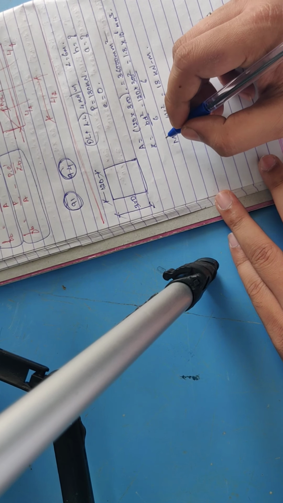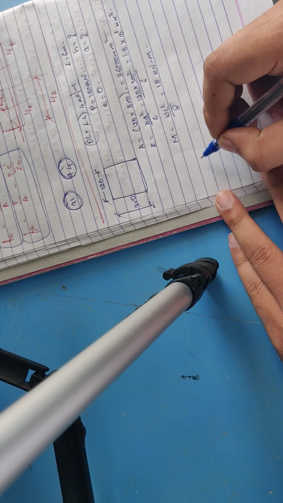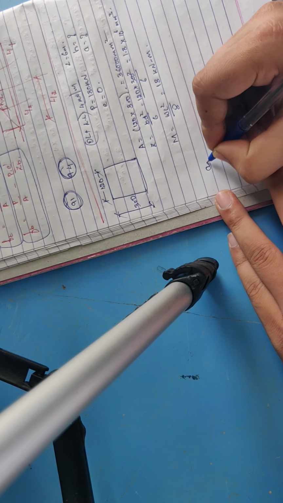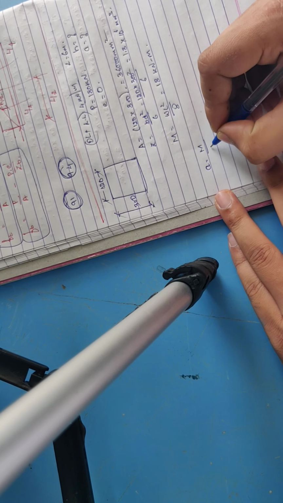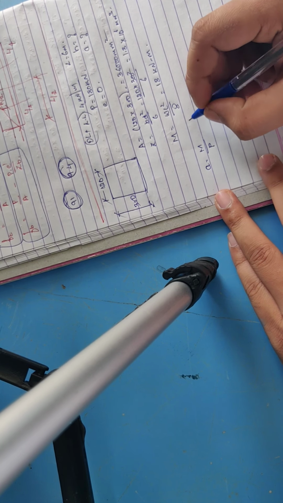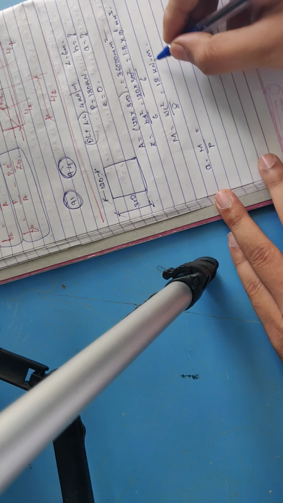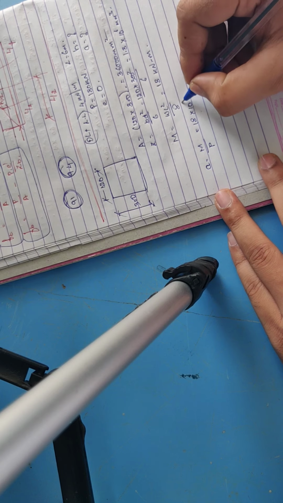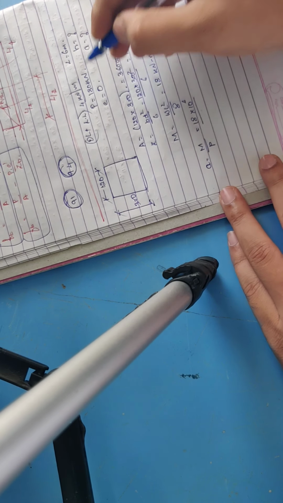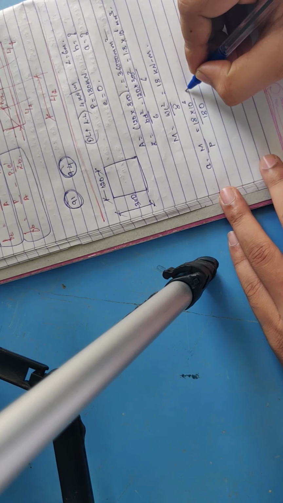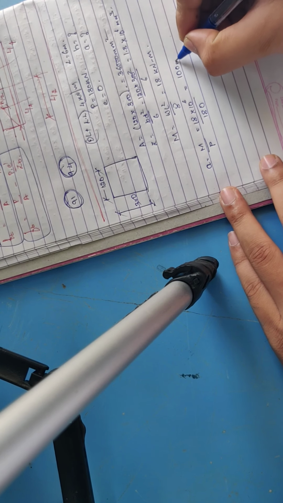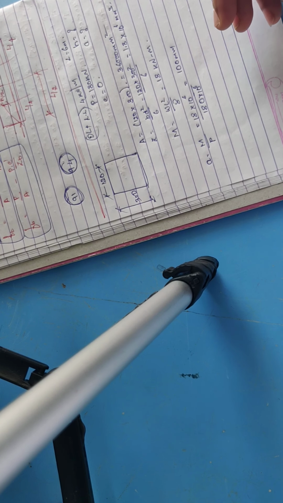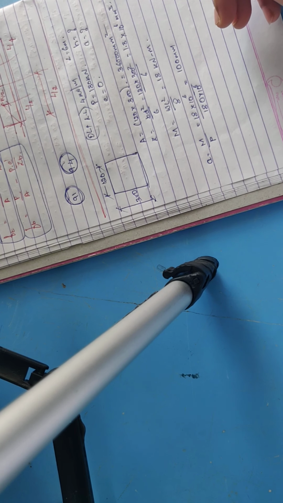See here, before that, first we will find the value of H or A. A is given by M upon P. M value is 18 into 10 power 6 divided by the P value, which he has given as 180. On solving you will get 100 mm. Everything is in terms of mm.